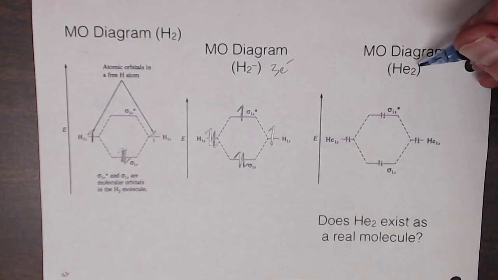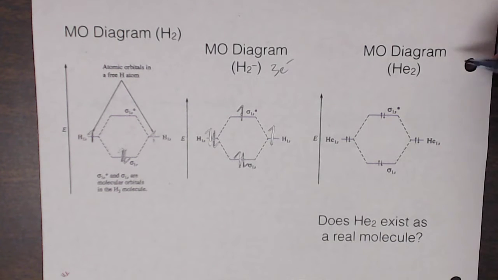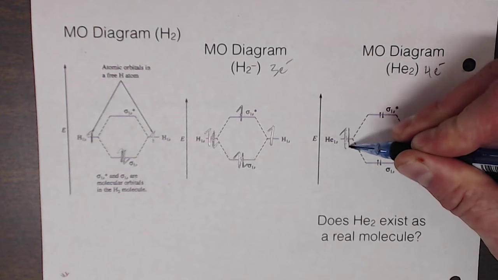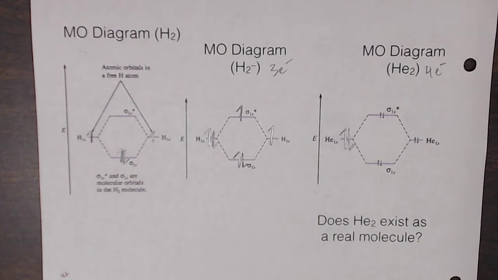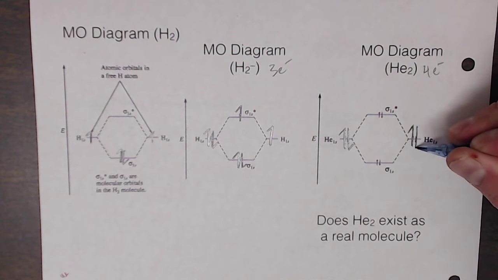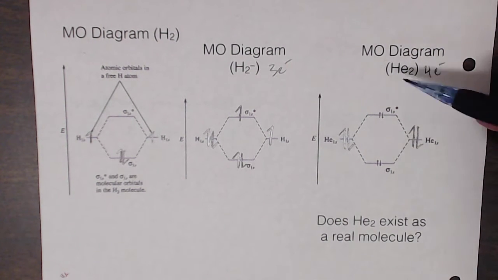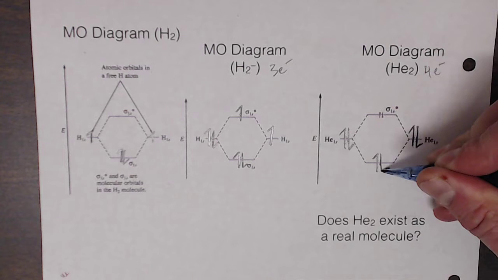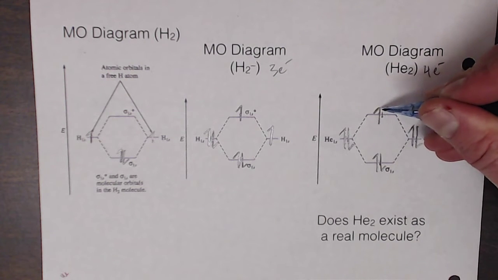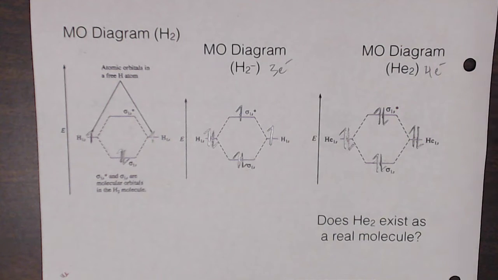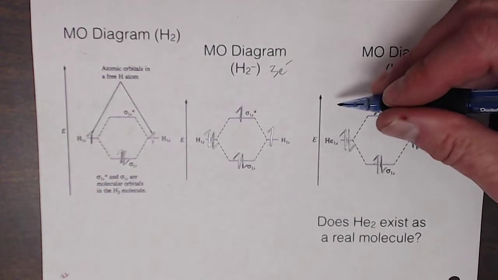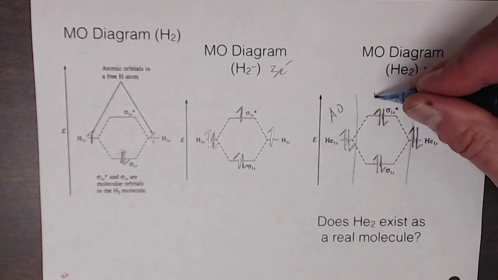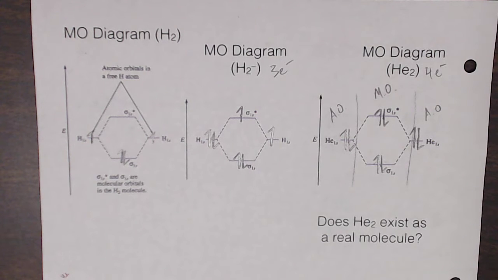And then finally, if I were to do He2, which overall will have 4 electrons, 2 electrons in each helium, I now have 4 electrons I need to populate in this molecular orbital diagram, and 2 of them go in here, and then 2 of them go in here to give me my 1, 2, 3, 4 electrons. So again, these are from the atomic orbitals, and these are from the molecular orbitals, okay?